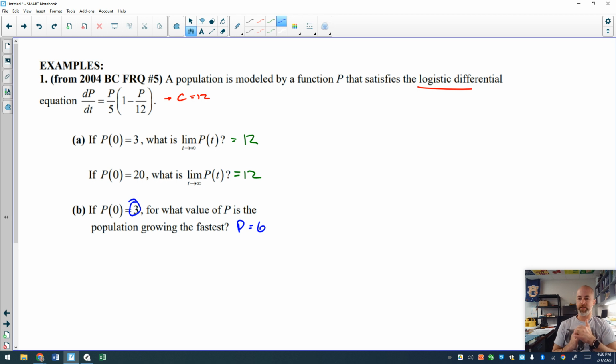And again, I'm not going to justify that. It is okay for you just to know that fact. And do pay attention. That is a value of P. That is the population, not the time that it happens. The time would be a much more difficult question to answer, but the population grows fastest when the population is at half carrying capacity.